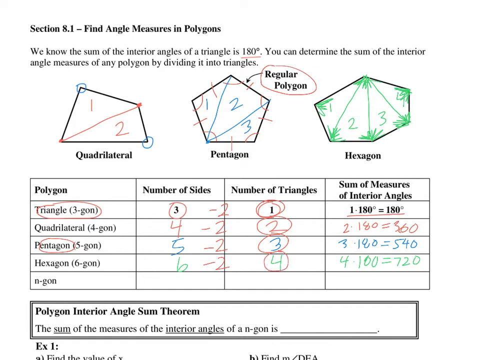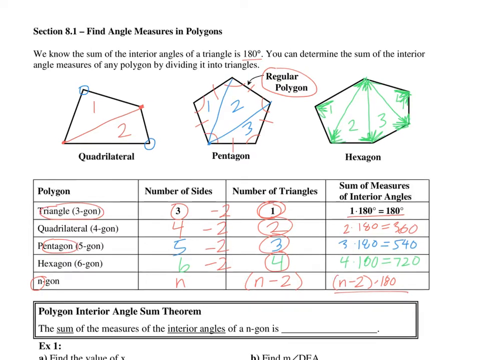So if I have n sides, how many triangles are going to fit in that figure? Well, it's the number of sides minus 2. And what will the sum of all the angle measures be? It's going to be n minus 2 times 180. And there's your formula. To figure out the sum of all the angles of a polygon with n sides, I just take n minus 2 and multiply by 180.